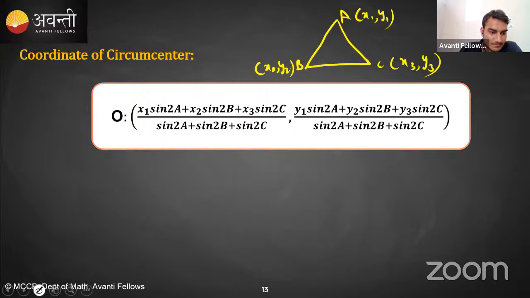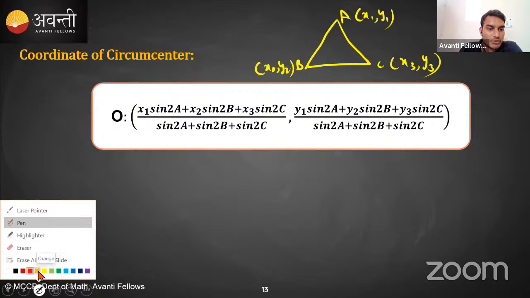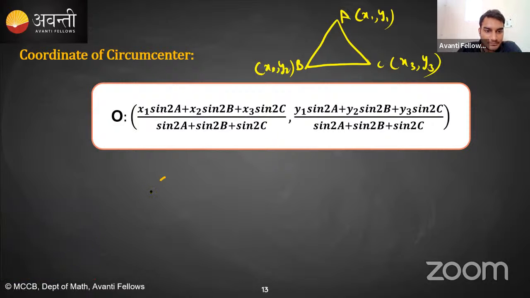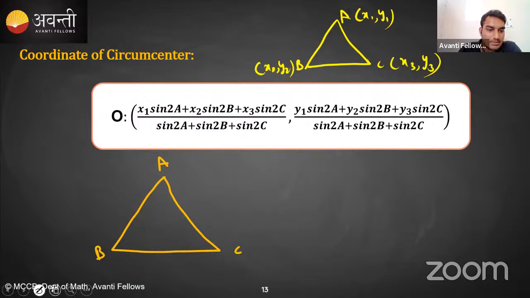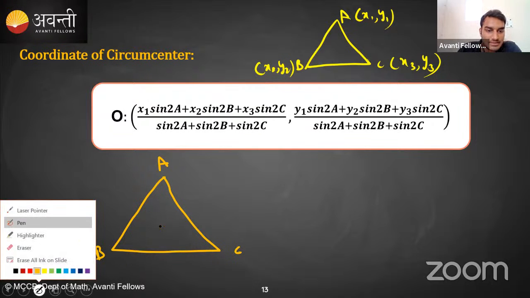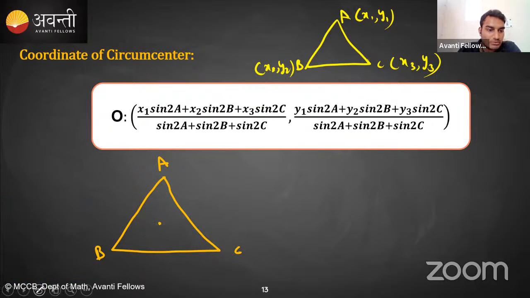If it is clear, there is one more point to add. Let's say ABC is a triangle, and we have a circumcircle with center O. So you know that this O denotes the circumcenter. Clear? So what is the speciality of this? The name itself suggests center.